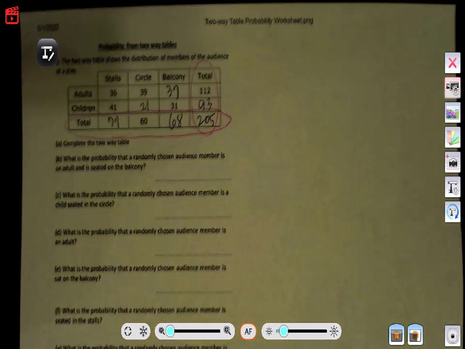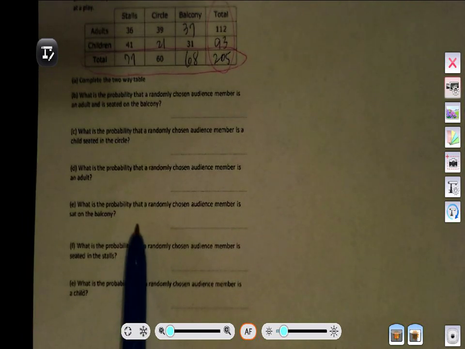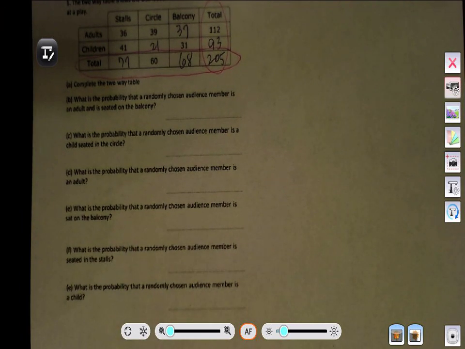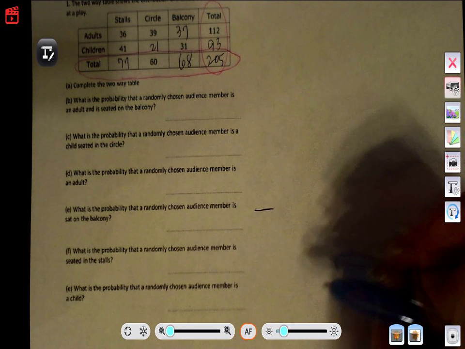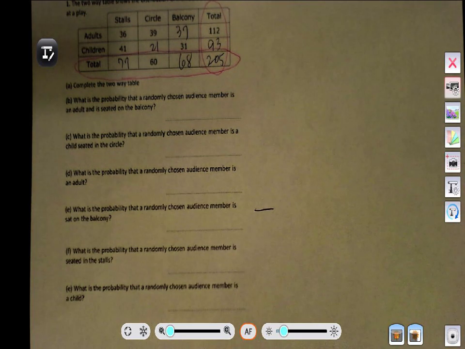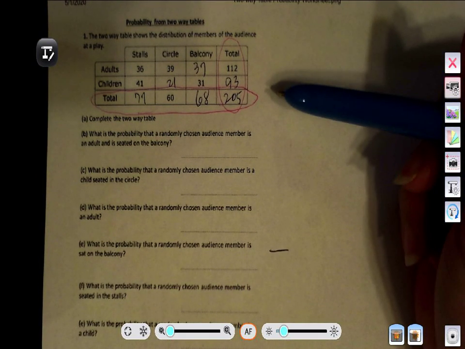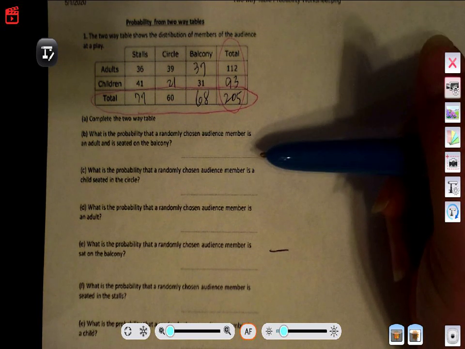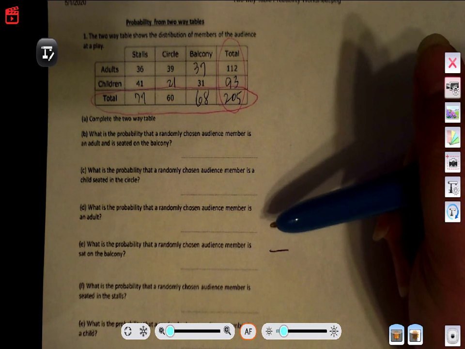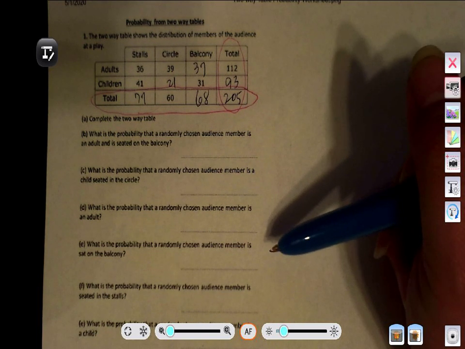Okay, so you're going to have to do a few more questions over here, but I wanted to show you how to do part E. It says, what is the probability that a randomly chosen audience member sat on the balcony? So that means, out of everybody, what's the total number of people that sat on the balcony? Looking at my chart, you might have to reread it over and over again just to make sure that you're interpreting it correctly. When it says randomly chosen audience member sat on the balcony, it doesn't specify adult or children, so it's everybody that sat on the balcony.